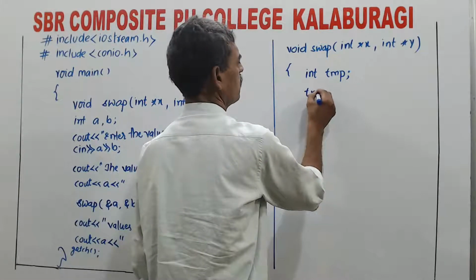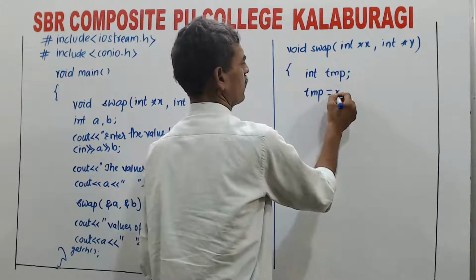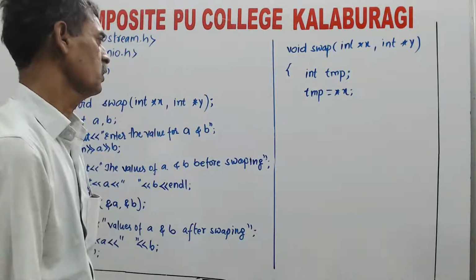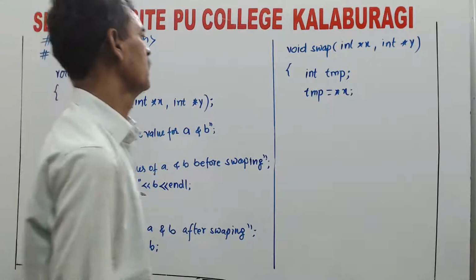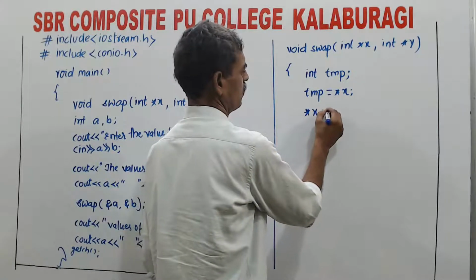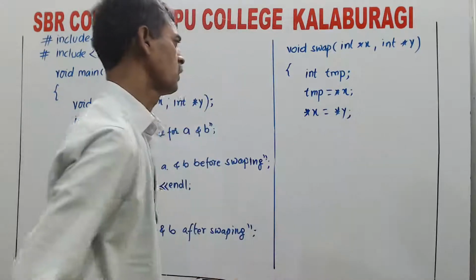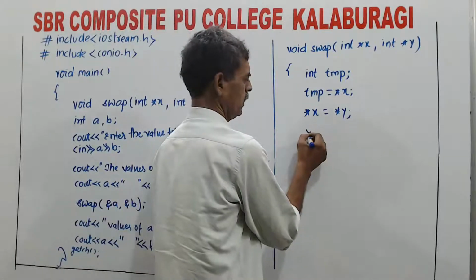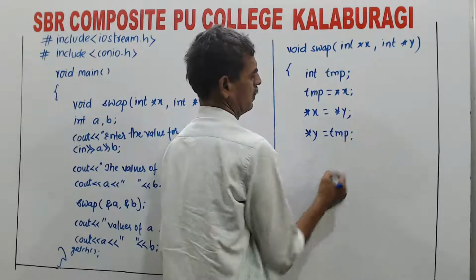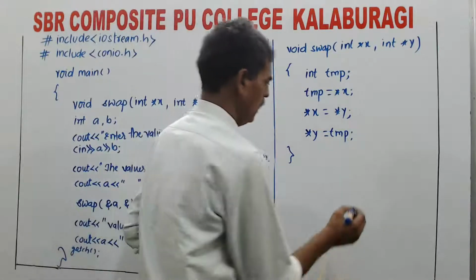Temp is equal to content of x. Then content of x is equal to content of y. Content of y is equal to temp. So here what happens is, I'll write here.